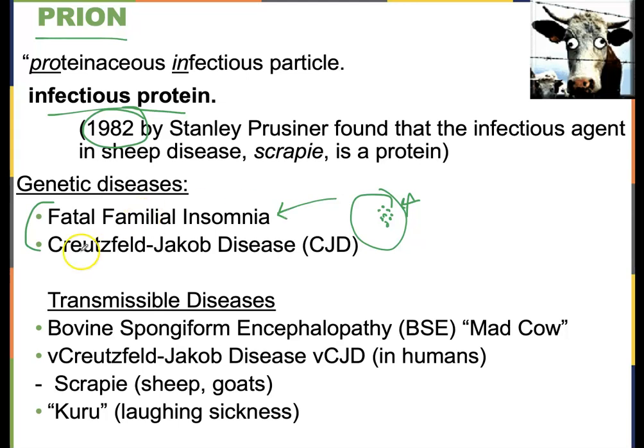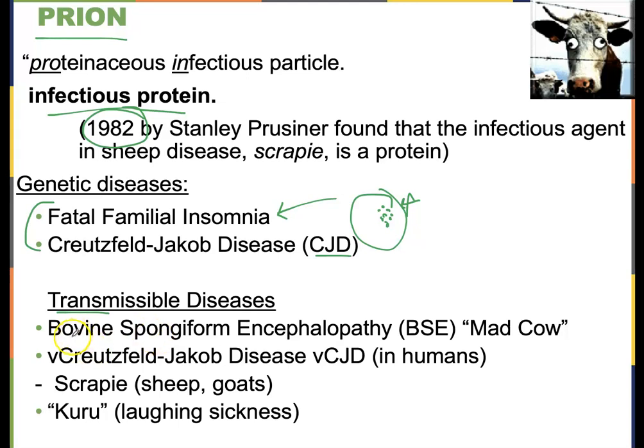And then Creutzfeldt-Jakob disease is another neurological disease that's caused by this, and it's also neurodegenerative. So your nervous system starts to just take a dive, and then death is 100%. Then there are the transmissible diseases. So this is the scary part, right? That means you can get this disease from eating the bad protein shape.